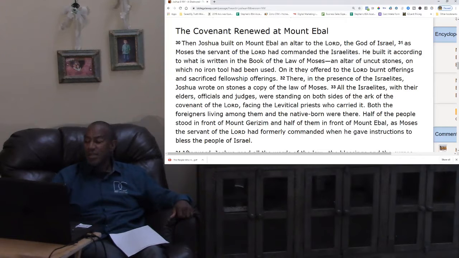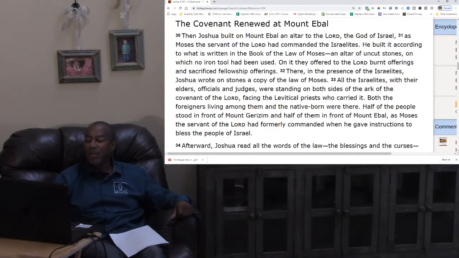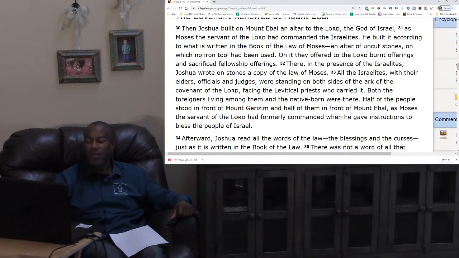All the Israelites, with their elders and officials and judges, were standing on both sides of the Ark of the Covenant of the Lord, facing the Levitical priests who carried it. Both the foreigners living among them and the native-born were there. Half of the people stood in front of Mount Gerizim, and half of them in front of Mount Ebal, as Moses, the servant of the Lord, had formerly commanded when he gave instructions to bless the people of Israel.